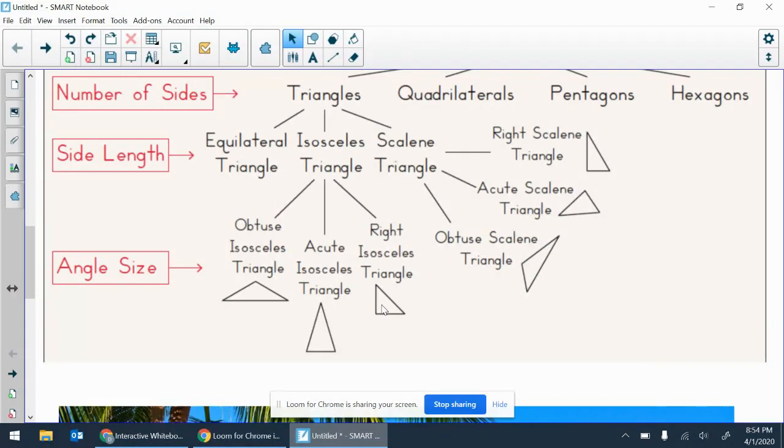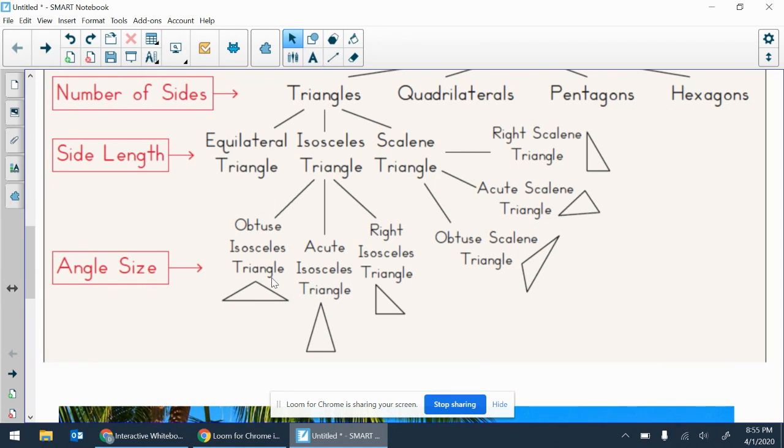So this is a right angle, and this is a right isosceles triangle. All of these are acute angles, but the two side lengths are the same. So it's an acute isosceles triangle. Then our last one has an obtuse angle, so it's an obtuse isosceles triangle.